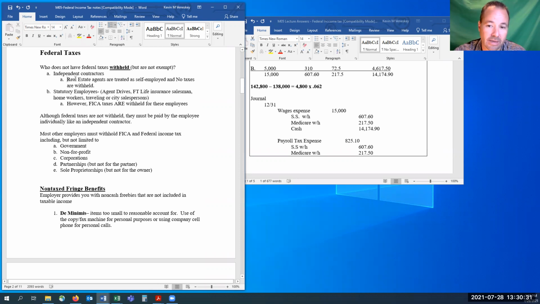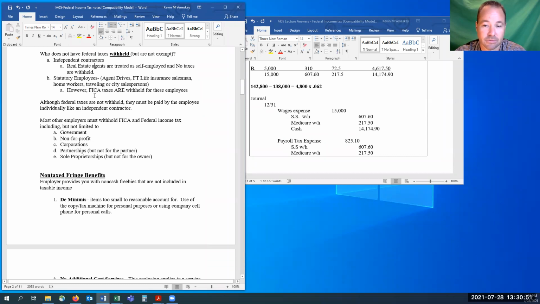Now, one weird little caveat that I thought was interesting back when I bought our first home was real estate agents. I never really thought about them too much until I was buying a home, and they are actually independent contractors, and they have no taxes withheld. They have to pay all their taxes on their own. It was quite interesting to learn more about the real estate at that point.